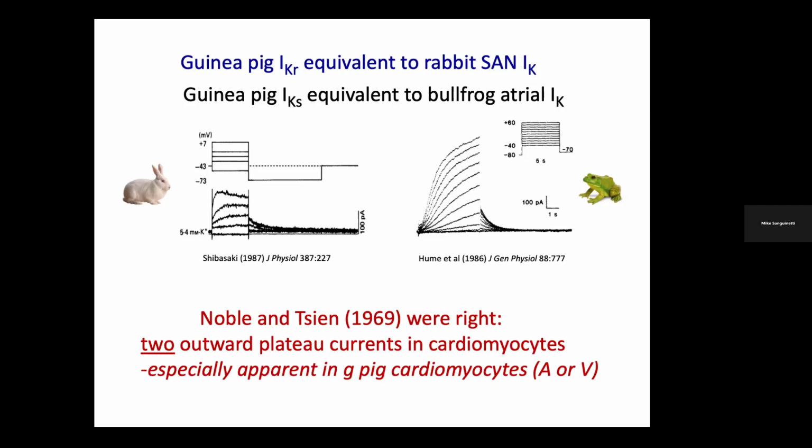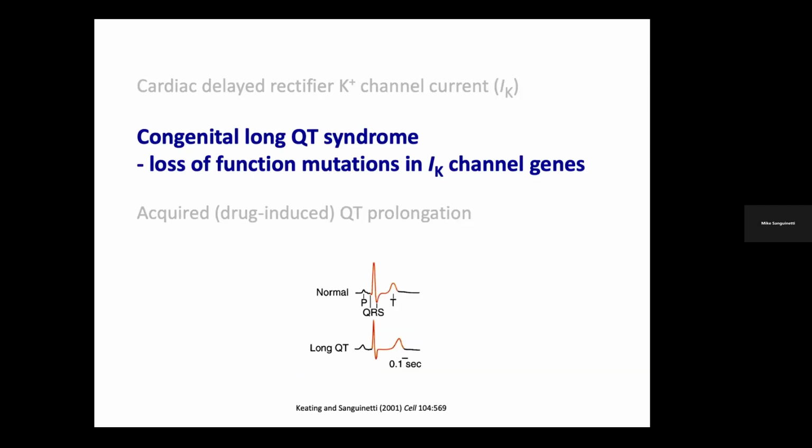So I would conclude from that that Noble and Tsien were correct, even though all these papers for about 15 years afterwards said they're wrong. When we came along and said, no, I think he's right, and this is why. But it wasn't proof, again, because none of these channels were cloned or anything, and we just had these electrophysiological experiments to rely on.